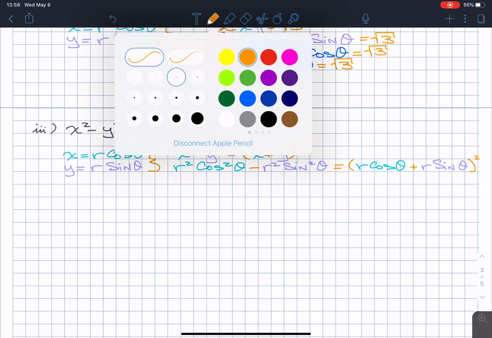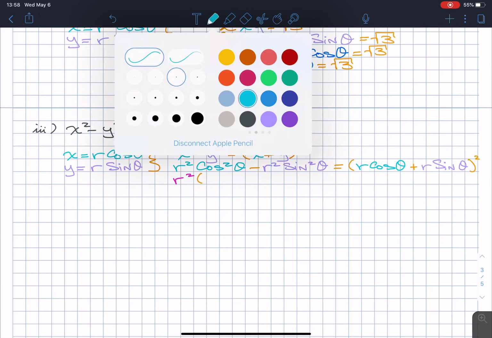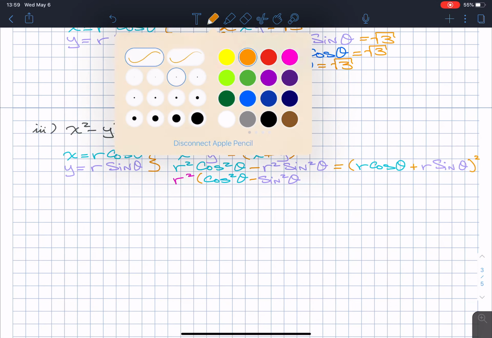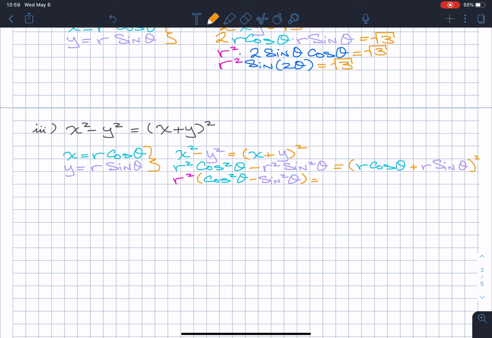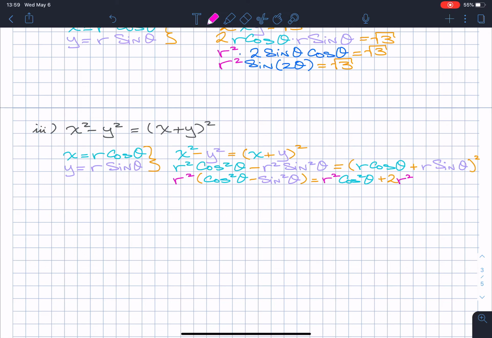Okay, so on the left-hand side, I'm going to factor out an r squared because what remains is cosine squared theta minus sine squared theta, which is actually the double angle formula for cosine. Now I'm going to expand the right-hand side, which will be r squared cosine squared theta. Might not have enough room. Let's see. Plus 2r squared sine theta cosine theta.